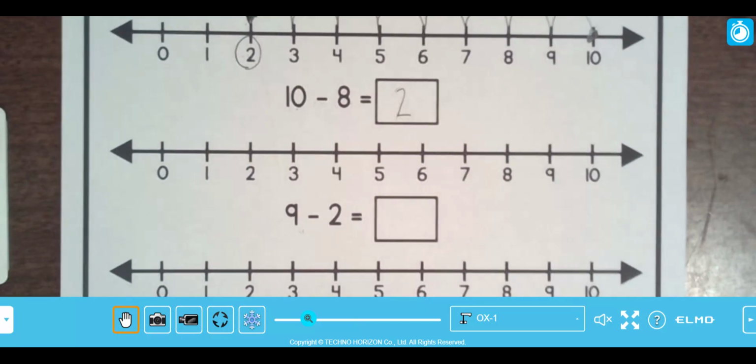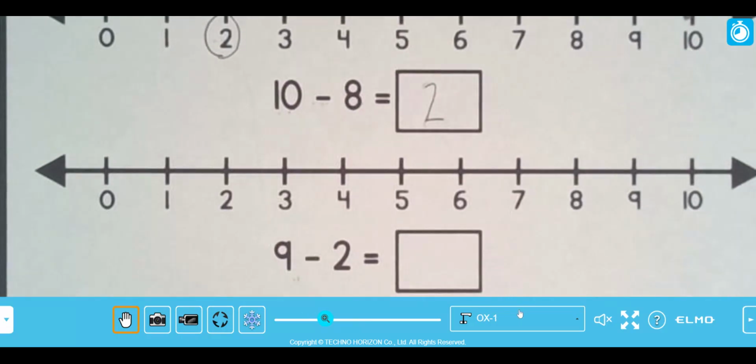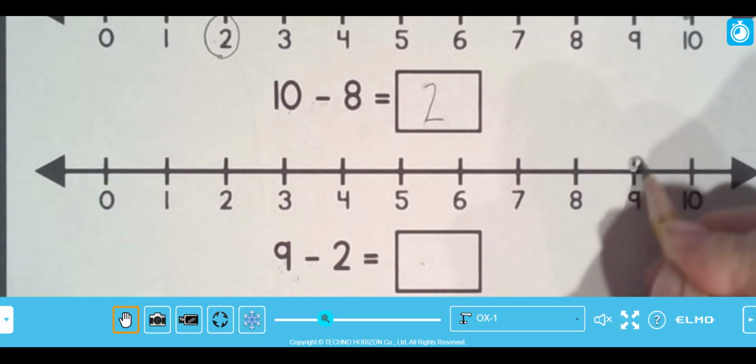All right, let's make it bigger. Okay, bigger. So I can make it a little bigger. Here it is. Okay, 9 minus 2 equals blank. So what's my first number? Yeah, it's 9. Let's find it. There it is. Mark it.